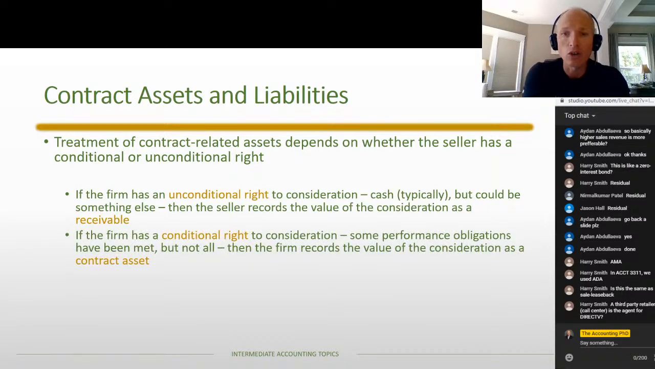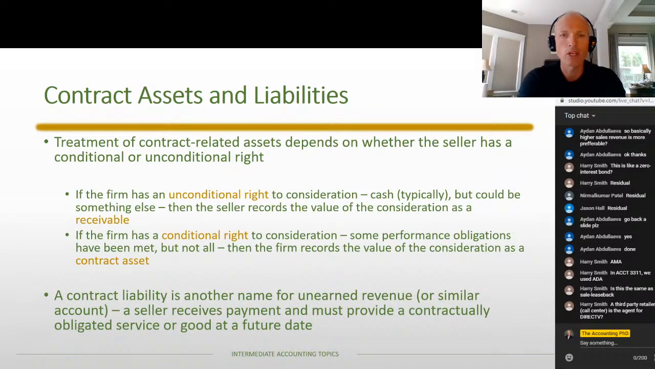If you have a conditional right, in other words, some of the performance has been met, but not all of it, meaning you have a right but there's still some things that need to be done, you may have what's called a contract asset. Typically with contract assets we're getting into long-term contracts, where a performance obligation could be a year or a year and a half long. In that situation, contract assets become very important because they allow someone to record revenue even when the performance obligation has not yet been completed.